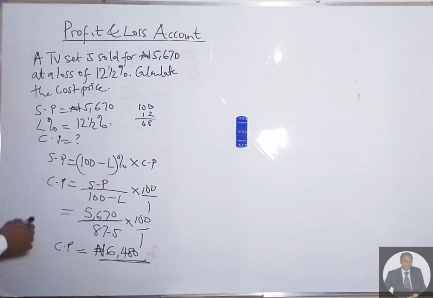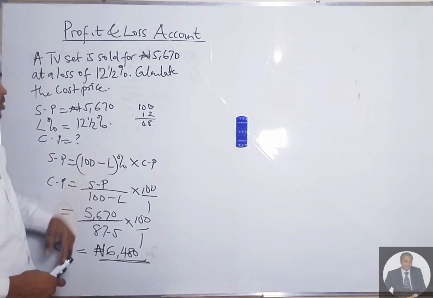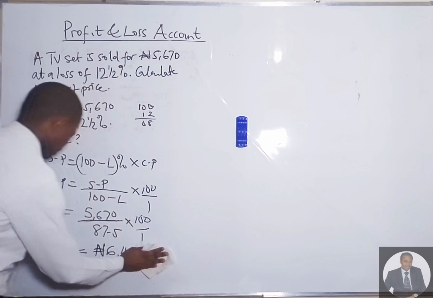6,480. So he bought it at 6,480 and for whatever reason sold it at 5,678. So he had made some losses. So here becomes the answer, 6,480 naira.